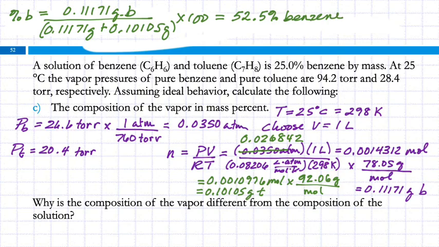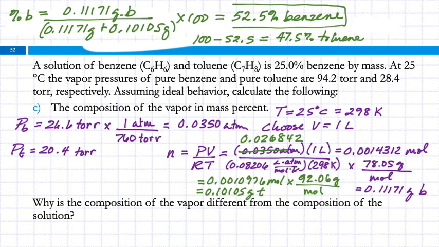And I need the mass percent of toluene. There's only two things. The percentages have to add up to 100. So 100 minus 52.5, 47.5% toluene. This is a bear of an example.